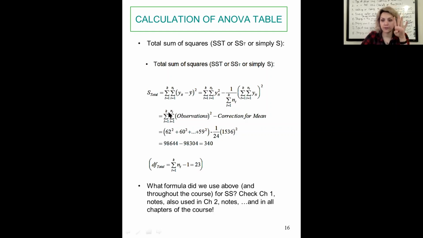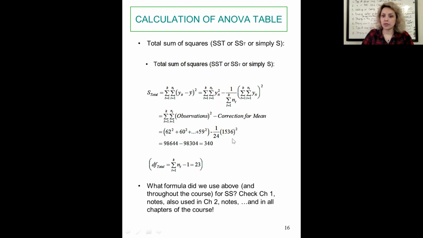So we have 4 treatments, so it's going to be 1 to 4. And then i equals 1 to n, but for that specific treatment. For example, for the first diet, the first treatment, k equal to 1, we had 4 observations. N was 4, in fact, for the other ones too. So you square all of these individual observations and then add them. And then we have the correction for mean.